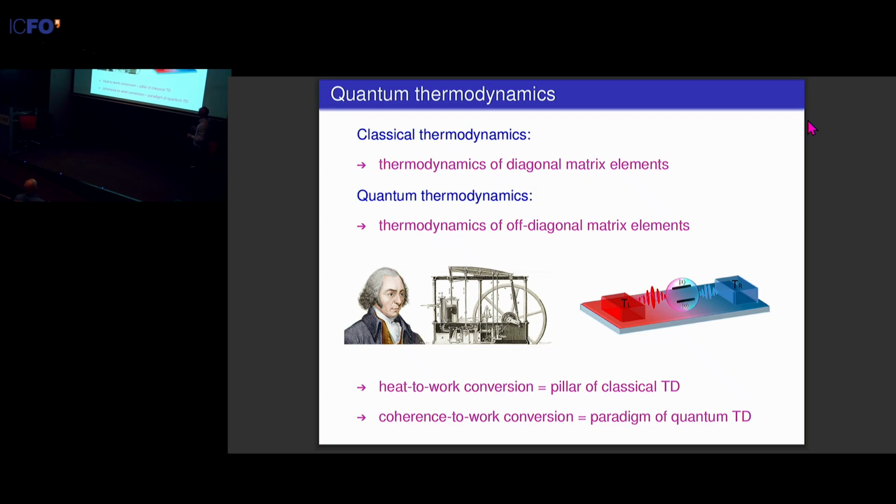And then we now move to quantum thermodynamics. In that case, we might have some coherences, some off-diagonal matrix elements, and I would define quantum thermodynamics as the thermodynamics that involves the diagonal and the off-diagonal matrix elements.